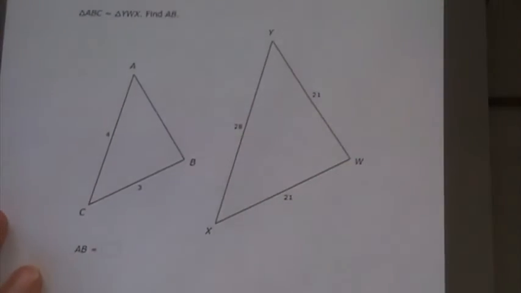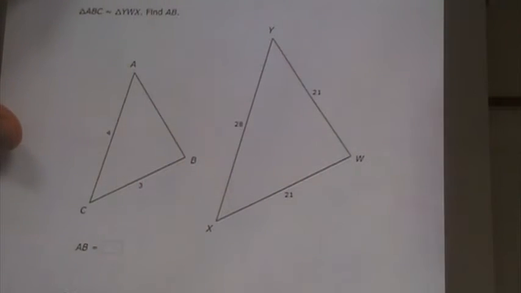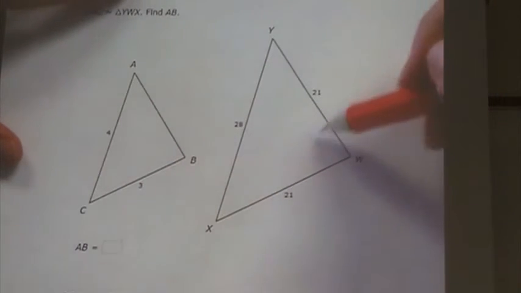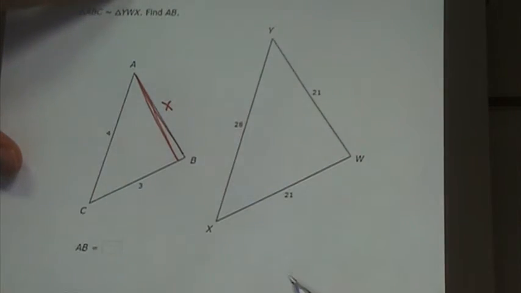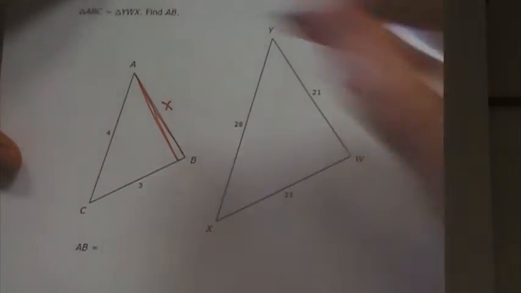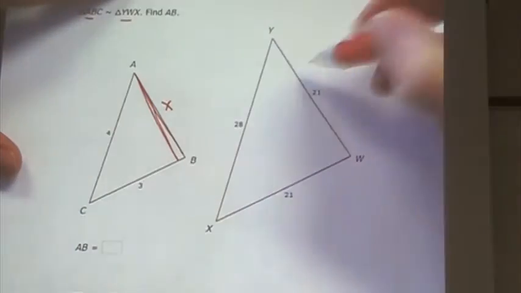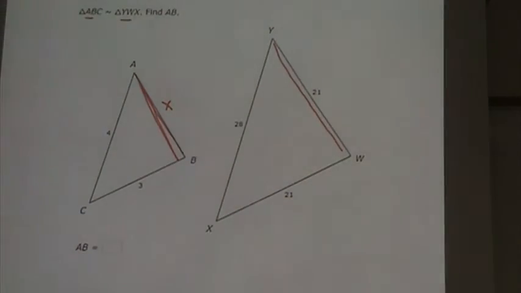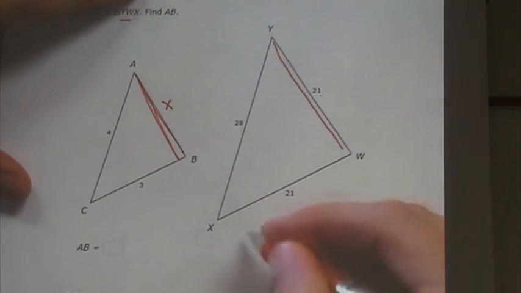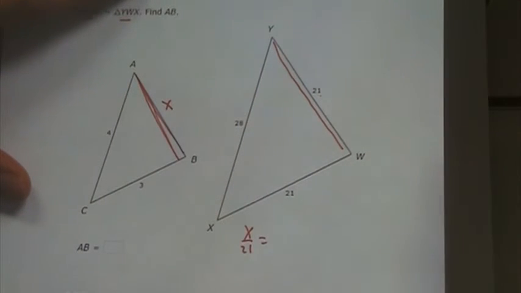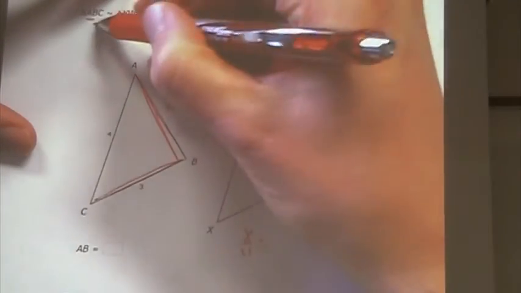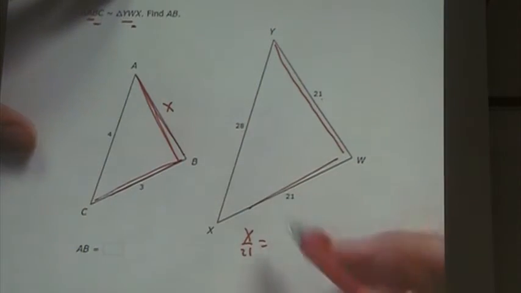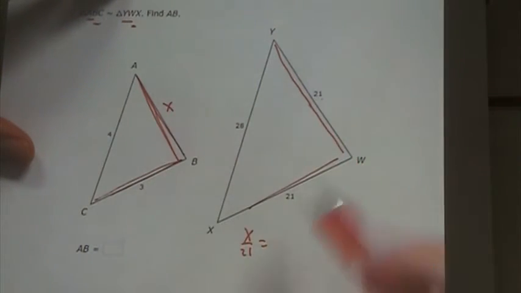This one here says ABC is similar to YWX, and we're finding AB. Well, I'll put an X in that spot. So AB is in the same spot as YW. So we're going to make a proportion here. We're going to go X over 21 equals, now we have to find another match. How about BC, which is second, and WX, which is second. So I did left over right equals left over right.